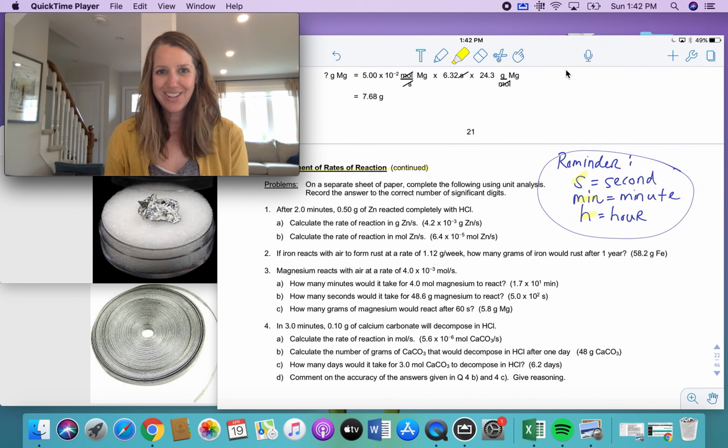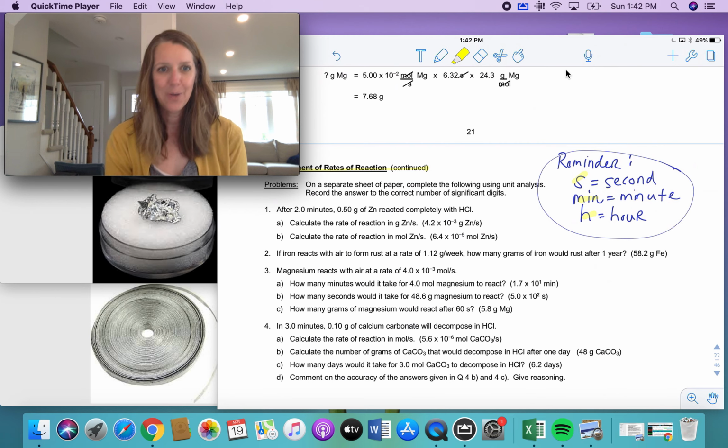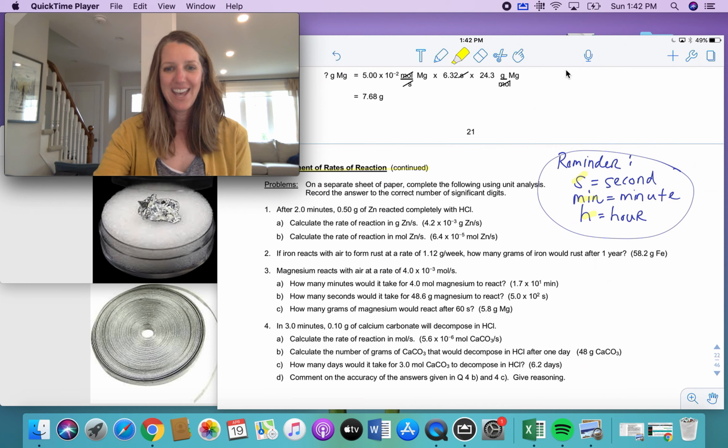Just a quick reminder though that an s is the short form for seconds. Many of us try to use SEC, but that's not actually correct. It's just an s, min for minutes, and then an h for hour. All right, so give those a try, and the next lesson will be on potential energy diagrams.